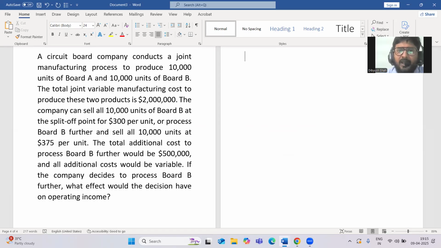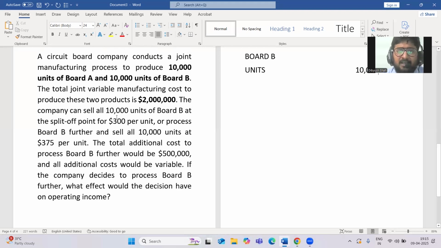First of all, they are producing 10,000 units of board A and 10,000 units of board B through a common manufacturing process. Joint cost is given in the question, $2 lakh. Joint cost, as I taught you in the discussion on the topic, is always a sunk cost. Company can sell, now we are talking only about board B. How many units do I have? 10,000.